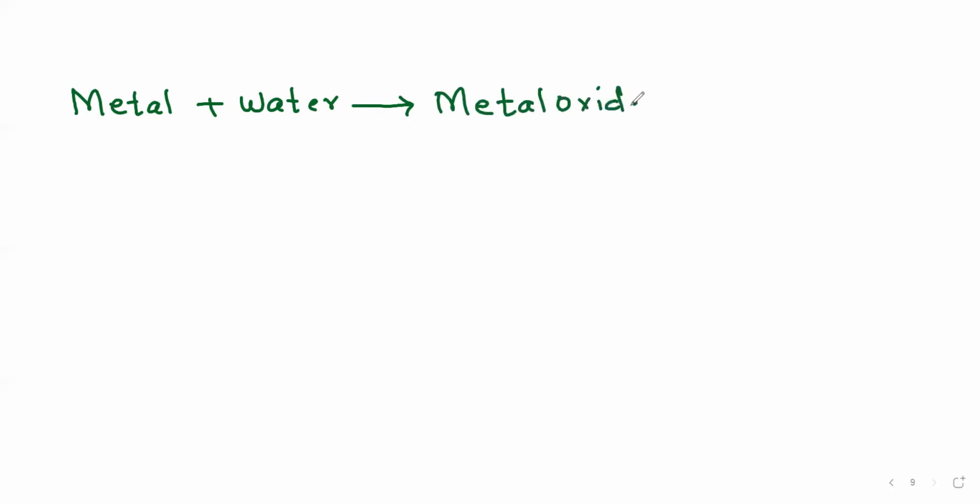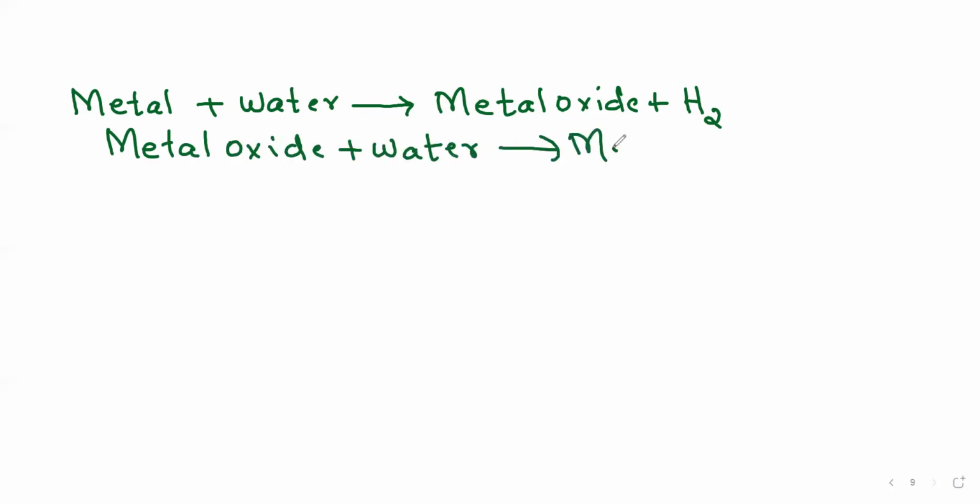So what is happening is, any metal, when it reacts with water, the first product formed will be metal oxide plus hydrogen. Metal oxide plus hydrogen. And this metal oxide further reacts with water to give metal hydroxide. Here also the reactions are quite different. The order is very different.